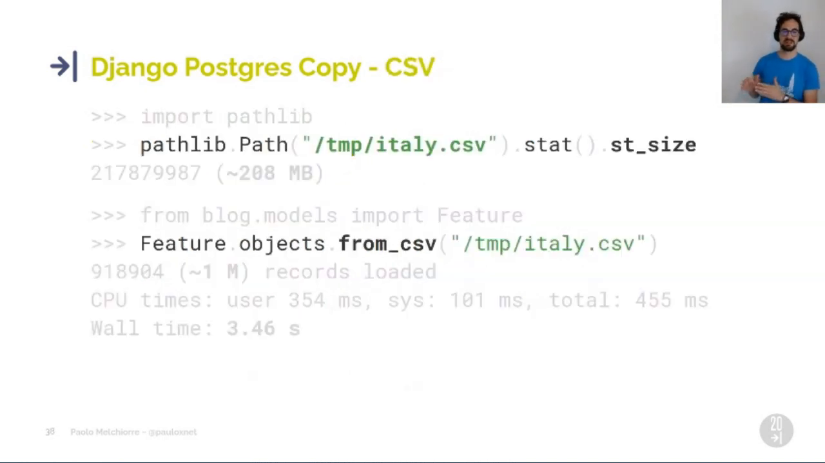Here we use the CSV file with all the geographical names of Italy. The file is more than 200 megabytes. To upload the CSV file, we use the appropriate queryset method in which we indicate the path to the file. The loading speed is impressive, almost 1 million records in just over 3 seconds.